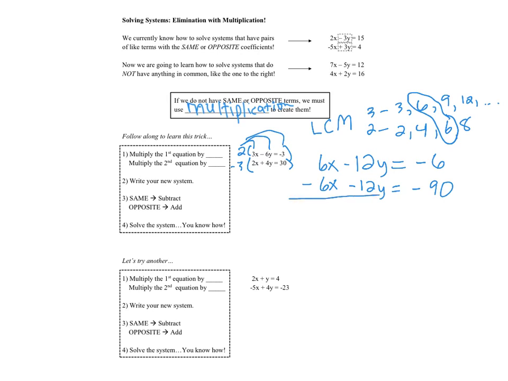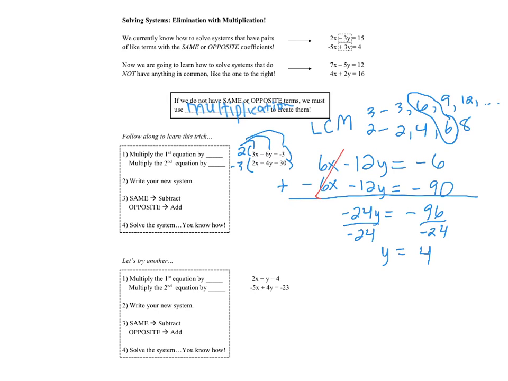Now we're ready to use the elimination method. Remember, we just add vertically. 6x plus -6x is 0. It'll cancel out, so I don't have to worry about it. -12y plus -12y is -24y, equals -6 plus -90 is -96. Our last step is going to be to divide both sides by -24. Y equals +4. Now we're not done.